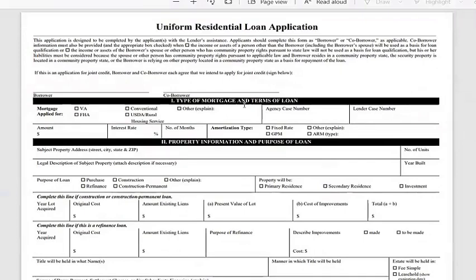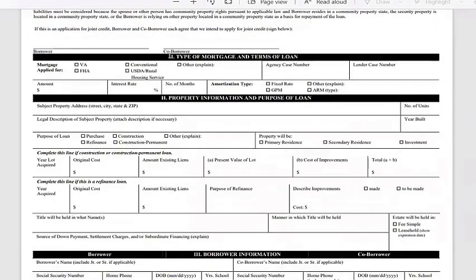This was the previous 1003 uniform residential. This 1003 was starting with the community property state, and the borrower was signing. Then the borrower, I mean whether they are filing for joint credit or individually. Then it was starting. The first section was about the type of mortgage and terms of loan.